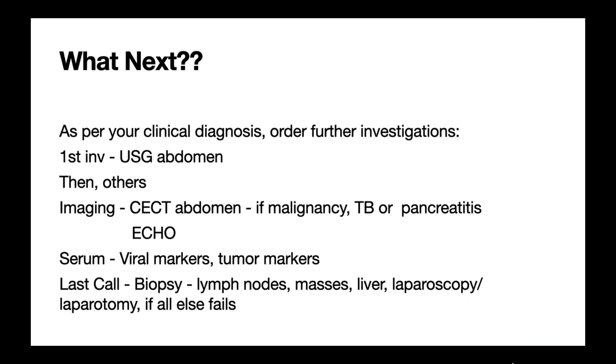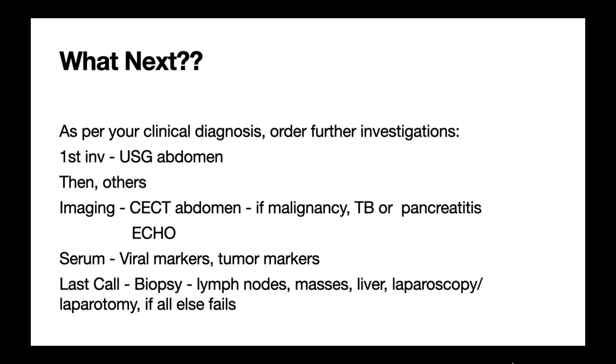So what should you do next? You have a fair idea from my history and examination. In ascitic fluid analysis, I'm dealing with these one or two possibilities. So the next best investigation, the first investigation, least expensive, least invasive, fastest, is the ultrasound of the abdomen. Okay, get it done. In the ultrasound, you'll be able to see the liver, the spleen, any local pathology, and basically rule out liver disease or pancreatic disease, any malignancy. Then if you're suspecting any local cause, go for a CT abdomen. If you're suspecting a cardiac cause, order an echo.